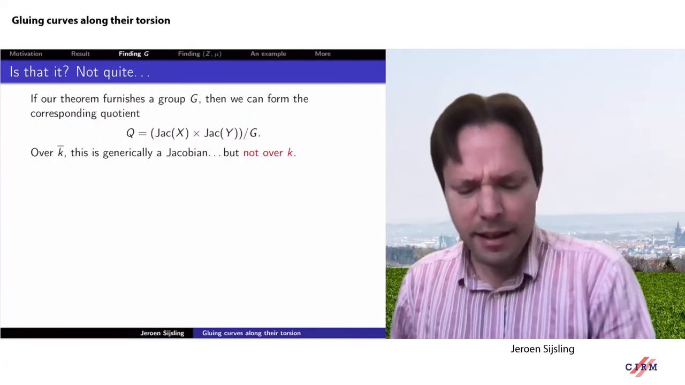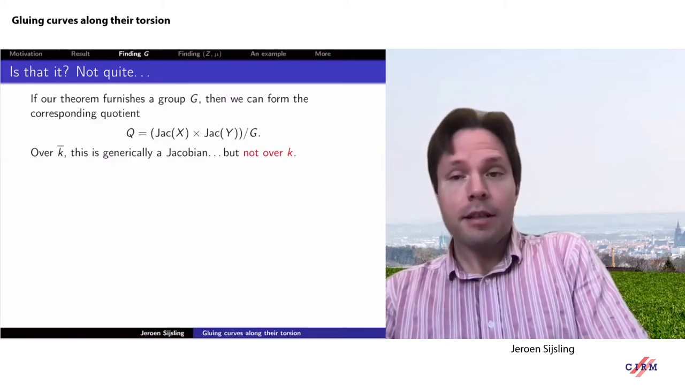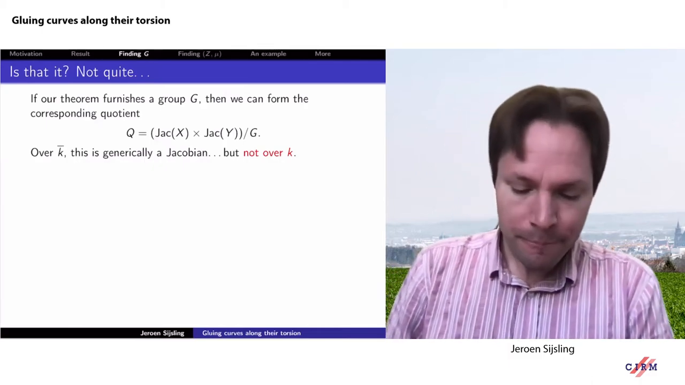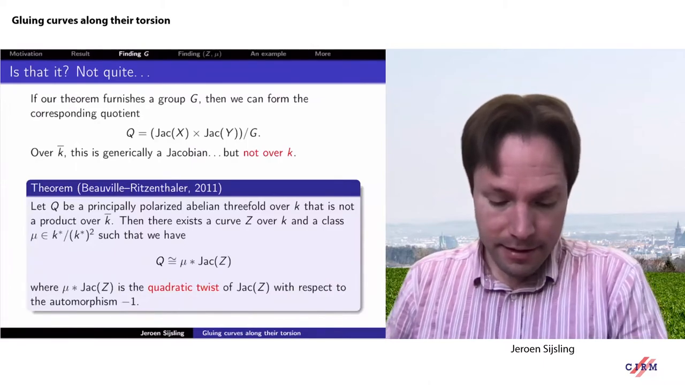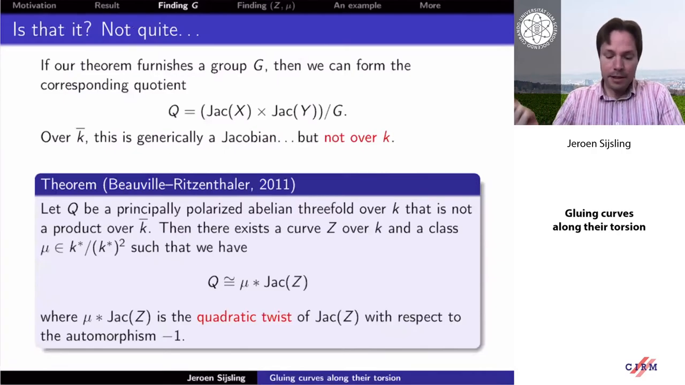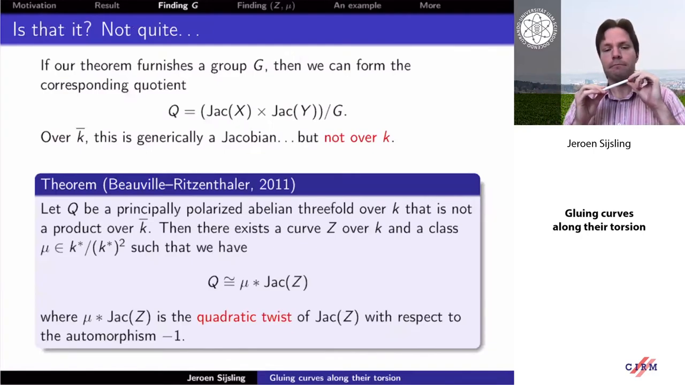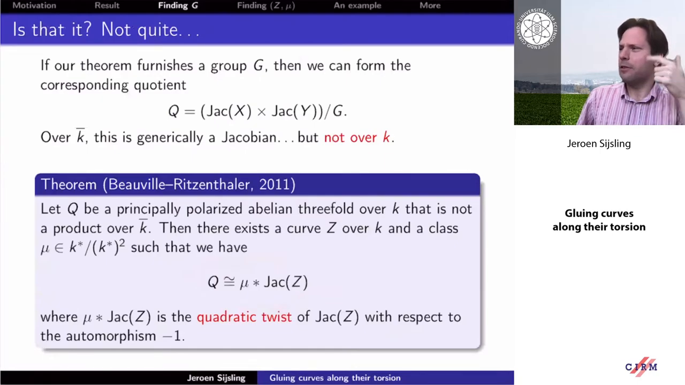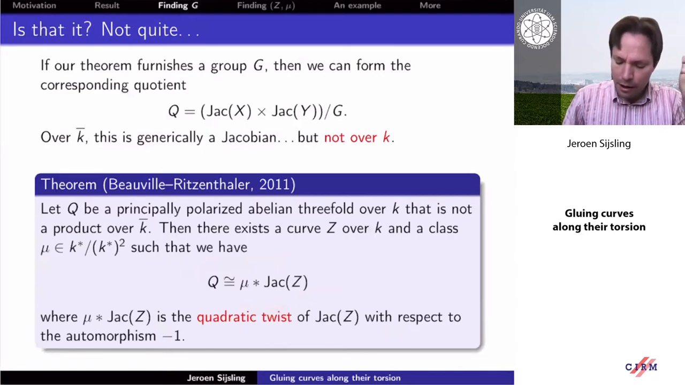And as I mentioned, you're not quite done, because if you have such a group G, you can form the quotient, and it is generically a Jacobian, but not over K. And there was a theorem by Bouw and Ritzenthaler that says exactly what happens. If you have a principally polarized abelian threefold over K that is not a product over K bar, which we have now generically ensured, then you do get to the corresponding curve over K, but to get Q out, you may have to twist by this scalar mu. That is all something that we saw before in the statement of the theorem. And also, in fact, it was with Haule, Prévost, and Poulin.